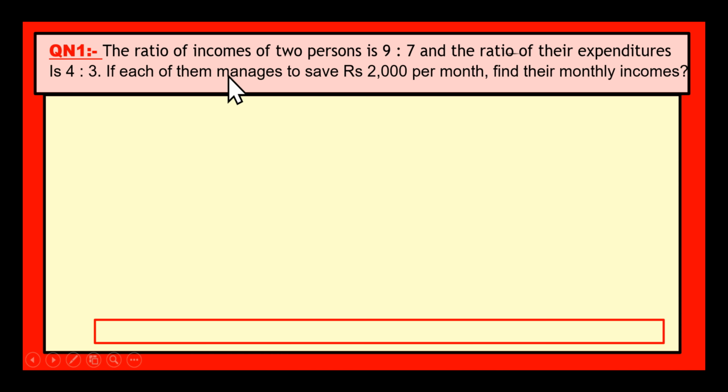Here, what to find? We have to find the income of the first person. Here we have two persons. Therefore, we have to find the income of the first person and also the income of the second person. Here what are given? We are given the ratio of incomes 9:7 and the ratio of their expenditures 4:3 and the amount of saving is 2000 rupees. The first person saves 2000 rupees per month and the second person also saves the same amount, 2000 rupees per month.